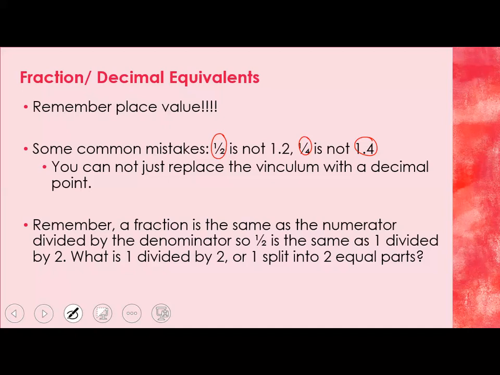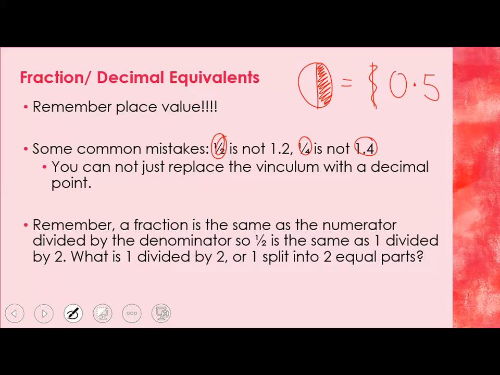Let's work out why. Here is one whole, okay? One whole thing. Let's call it a pizza, okay? One whole pizza, that is equal to 1, okay? Now, if I have a half of that pizza, I've got no whole pizzas and half a whole pizza, okay? I do not have 1 and 0.2 pizzas. So you can't just immediately take out the vinculum and replace it with a decimal point, okay?